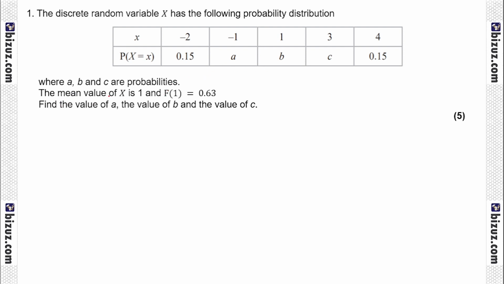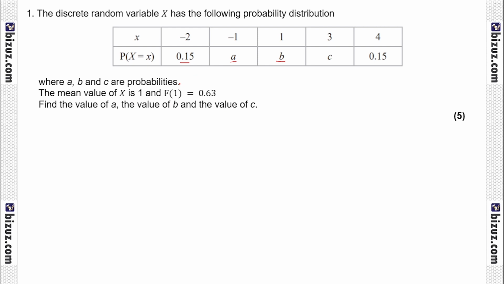Now, the mean value of x is 1. So basically, that's the expected value of x. And the cumulative probability up to x equals 1, so basically, the sum of the probabilities of these three is equal to 0.63. Find the value of a, the value of b, and the value of c. So we need to find the unknowns.